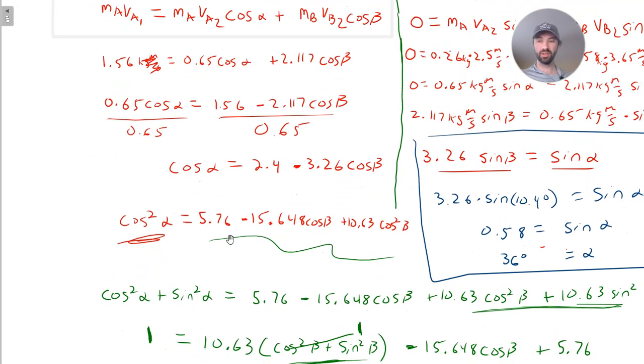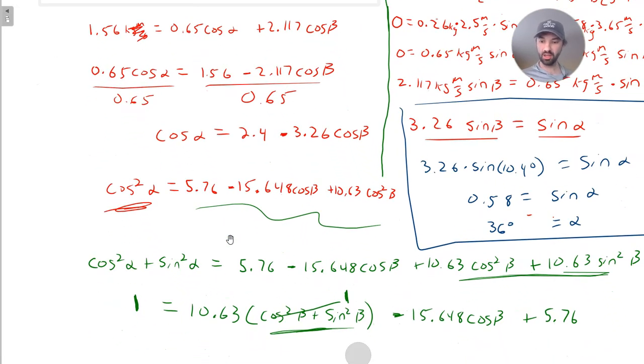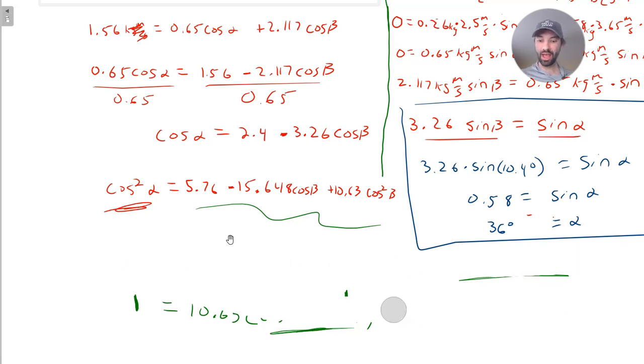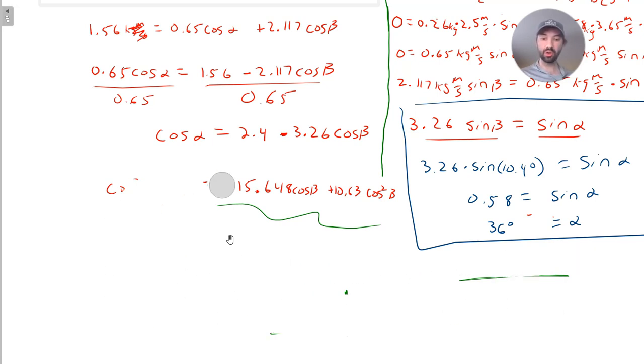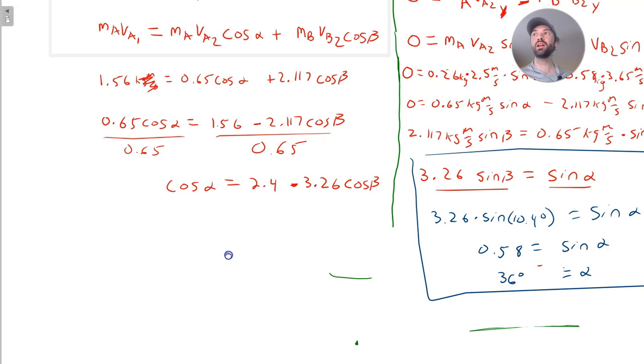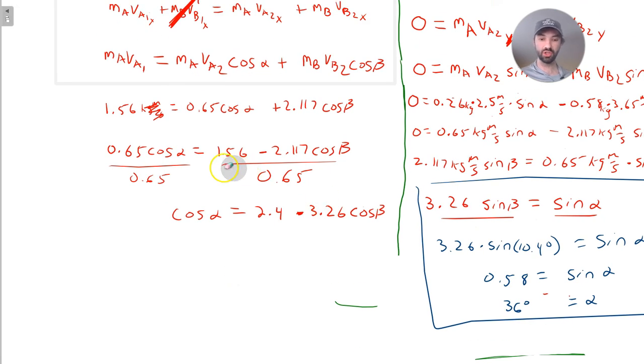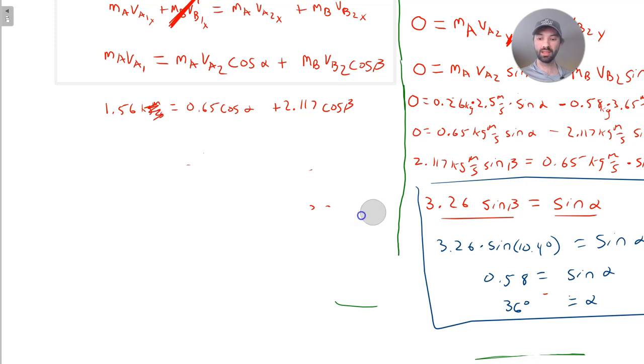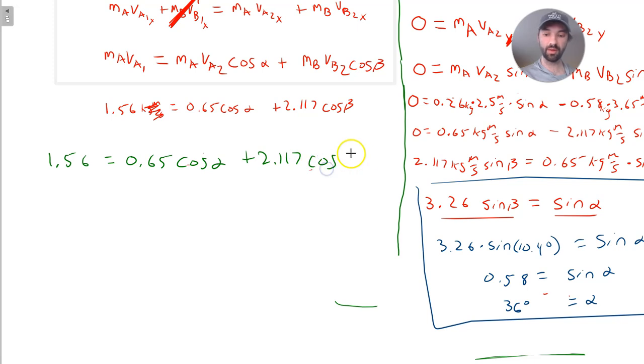And I know this all looks really confusing, so what I'm going to do is go back and check if our answer is correct by going back to our cosine as well, because what should happen is in the x side and the y side, our answer should work on both sides. I'm going to show you what's going on here. So I'm going to go all the way back to here, and I'm going to plug in these numbers to try to solve. So I'm going to say 1.56, now I'm on my x direction, is equal to 0.65 cosine of alpha plus 2.117 cosine, and remember I found beta was 10.4 degrees.